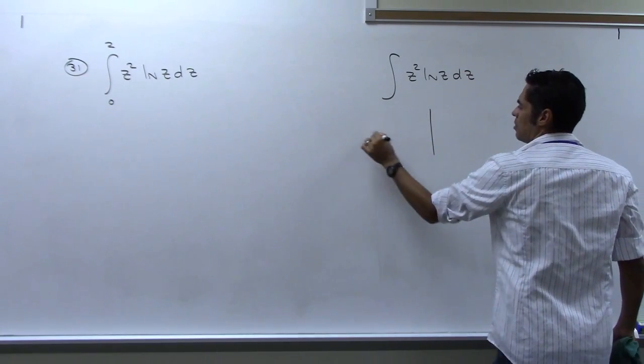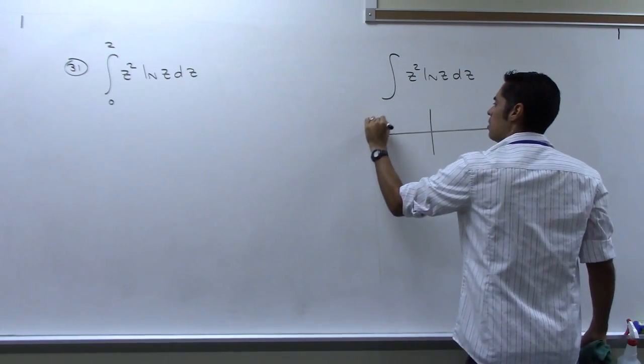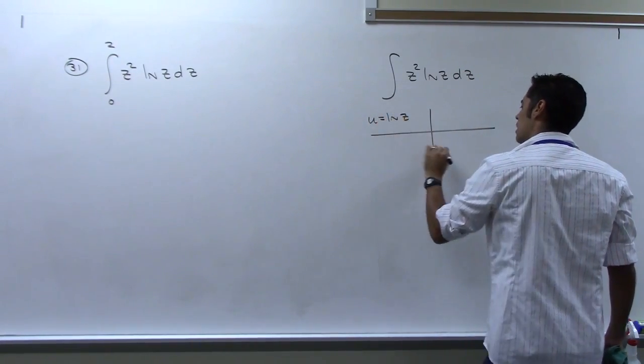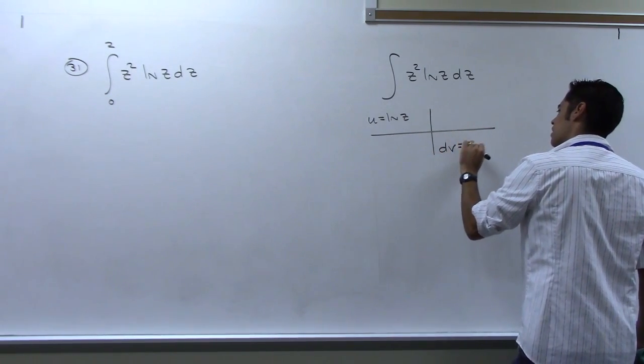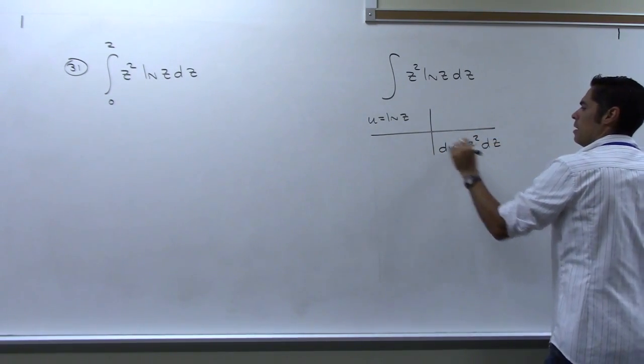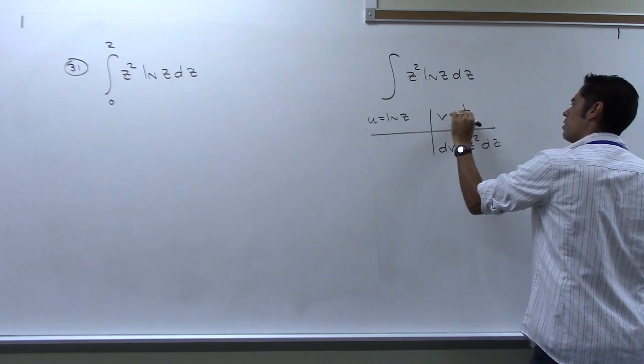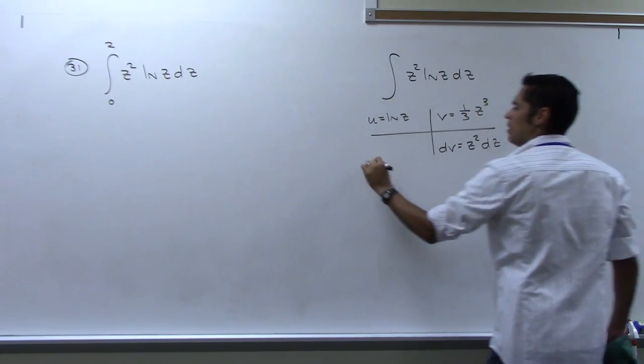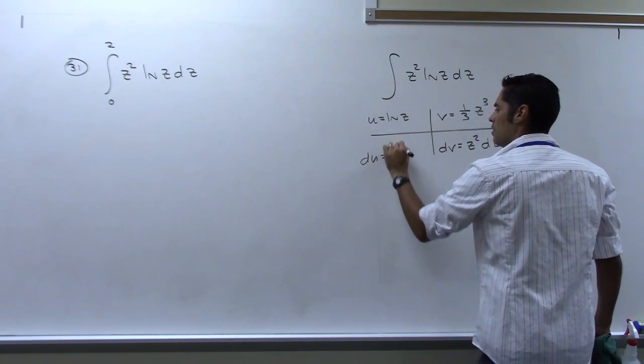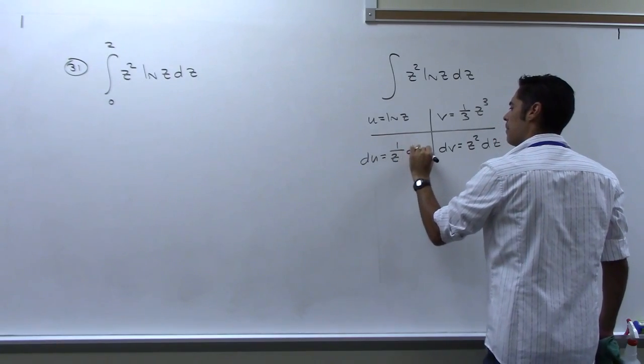I'm going to use integration by parts. U is going to be the natural log of z. dv is going to be z squared dz. The antiderivative here is 1/3 z cubed. The derivative here is 1 over z dz.